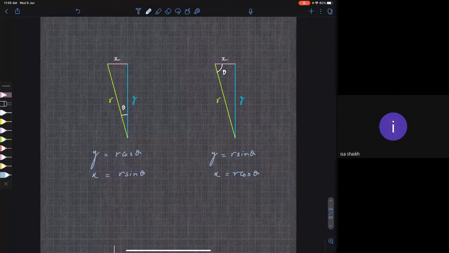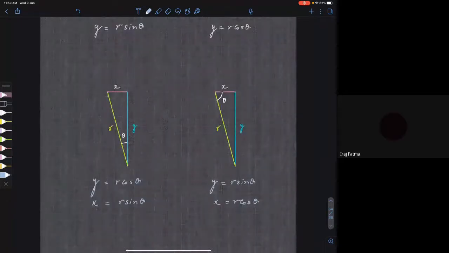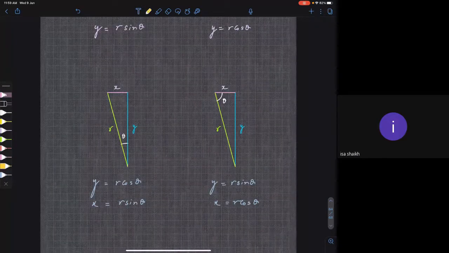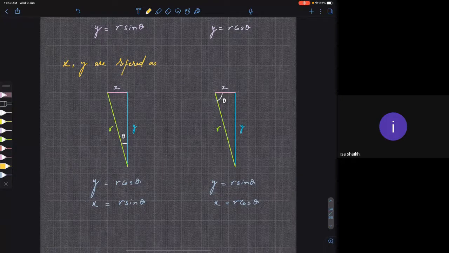Now let me tell you one important thing. x and y are referred to as rectangular components of r.